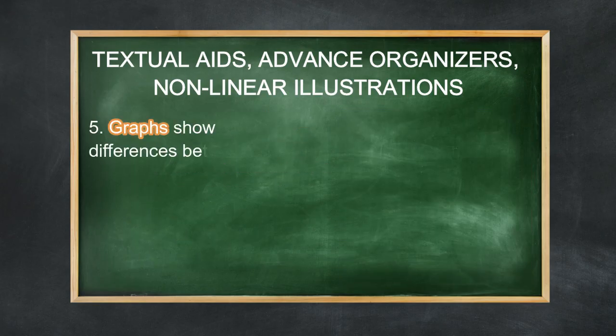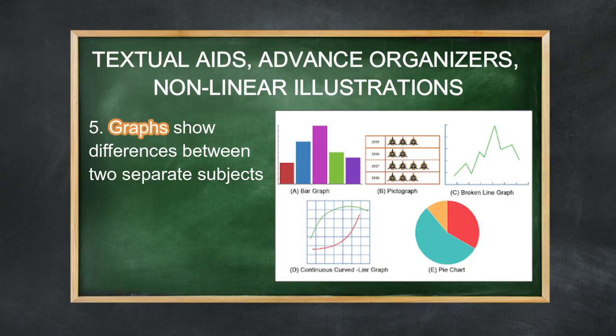5. Graphs. A pie chart serves the same purpose of a line graph and a bar graph in the sense it is designed to show differences between two separate subjects. Here are the different types of graphs: pie chart, bar graph, and line graph.